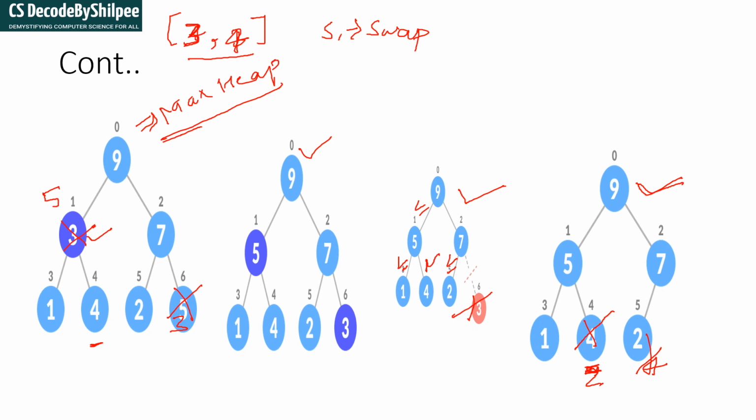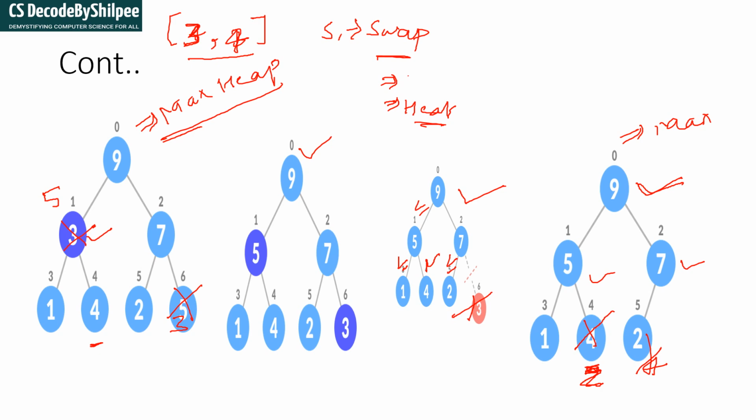Now check whether it is following the property. Is 5 greater than 1 and 2? Yes, true. This 7 is a leaf node, no problem. Is 9 greater than 5 and 7? Yes, true. So now it is a max heap. So do remember, even for a leaf node, you still have to follow the same thing. First swapping, then deletion, and third, check whether it is following the heap property or not. If it is not following, then perform heapify.